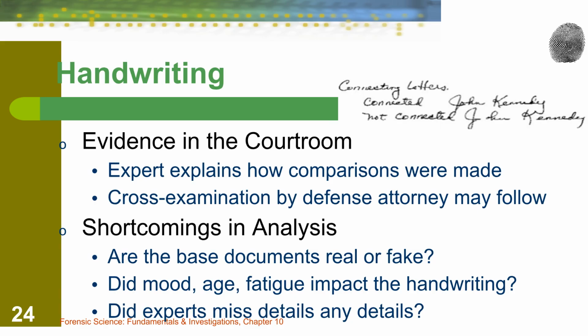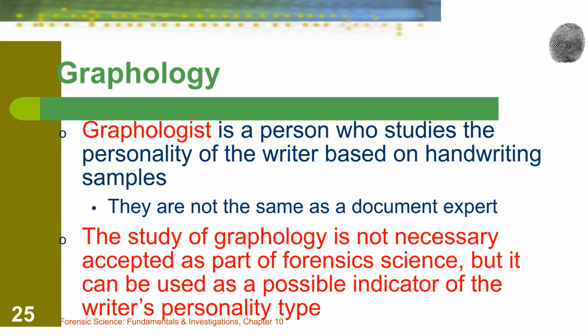In the courtroom, an expert explains the comparisons made, which may be followed by cross-examination. Shortcomings in analysis can include questions about the authenticity of base documents and the effect of mood or fatigue on the writing. A graphologist studies the writer's personality based on handwriting samples. They are not the same as a document expert. Graphology is not generally accepted as forensic science, but can indicate personality type.